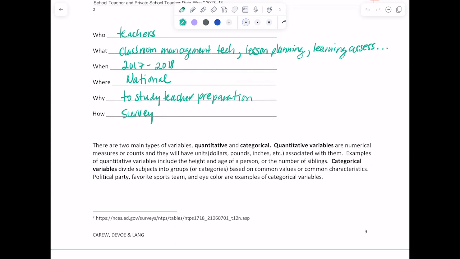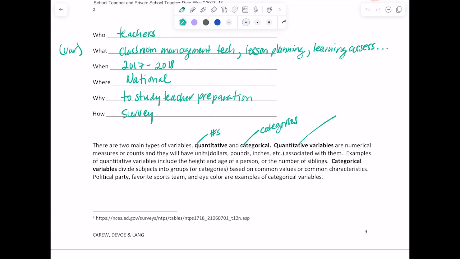Now, the categories in the what section: the what are our variables, and they are taken from the columns. There are two types of variables we're going to look at. We have quantitative, which refers to numbers with their labels, and categorical, which are categories, like colors as a category. Quantitative variables are numerical measures or counts, and they will have units.